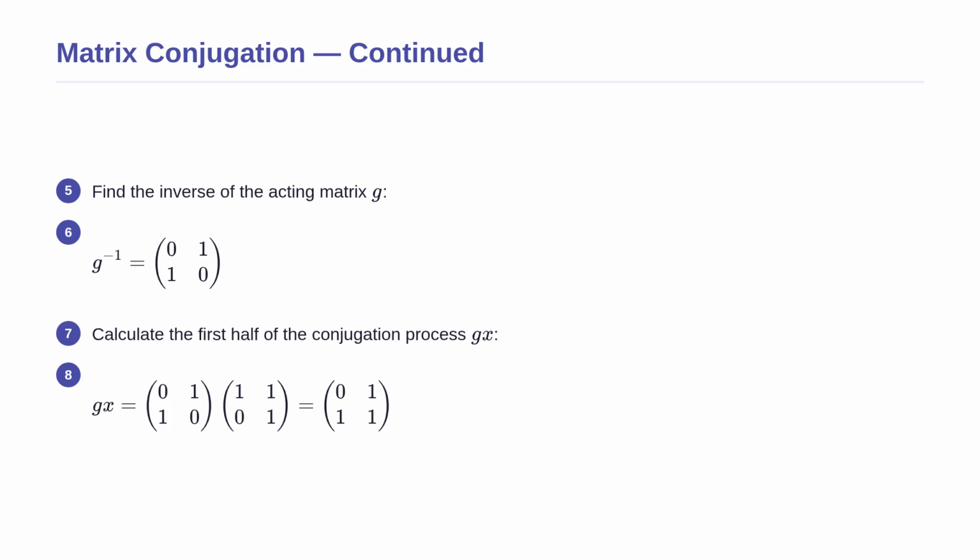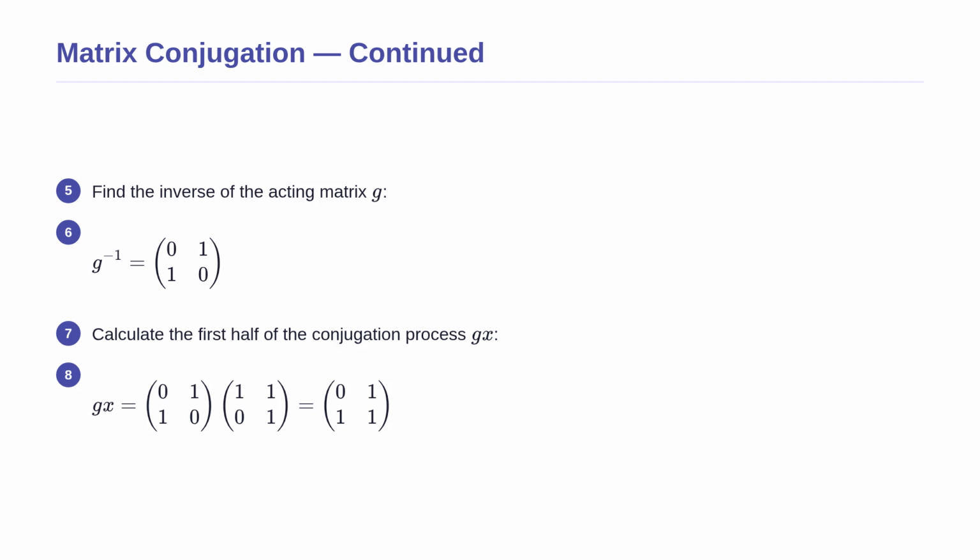Continuing with our matrix example, we first need the inverse of our acting matrix G. Because G represents a simple swap of 2 axes, swapping them a second time undoes the first swap perfectly. Therefore, the inverse matrix is completely identical to the original matrix G.